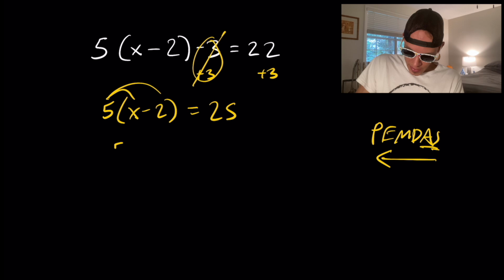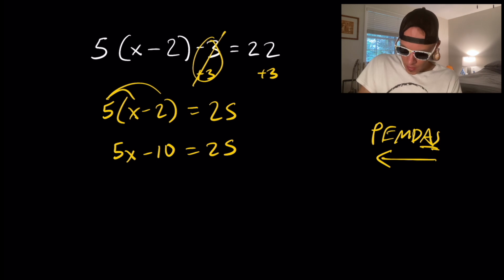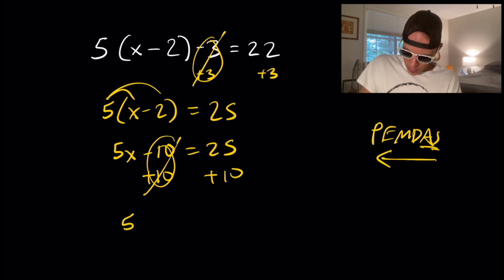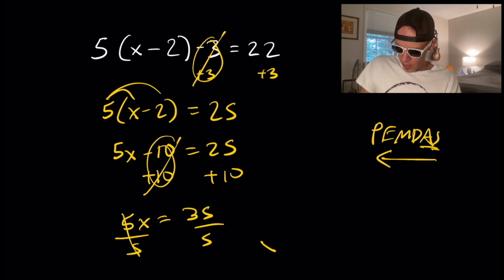So 5 times x is 5x. 5 times negative 2 is minus 10, which equals 25. Now this is a two-step equation, so I'll add 10 to both sides. These will cancel. I'll get 5x is equal to 35. I can divide both sides by 5, and then x is equal to 7.